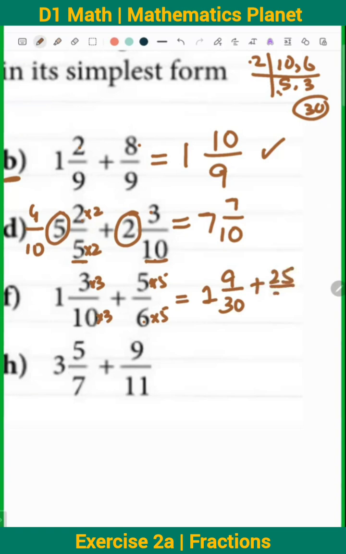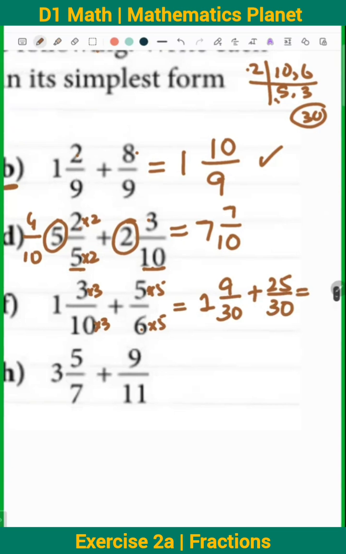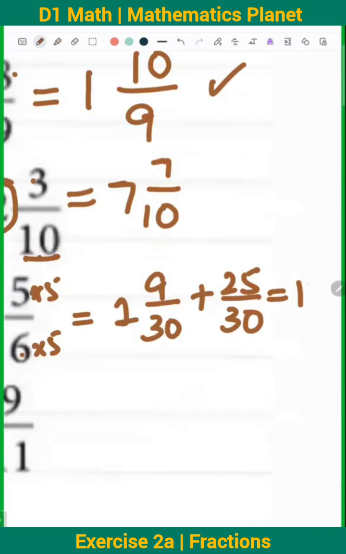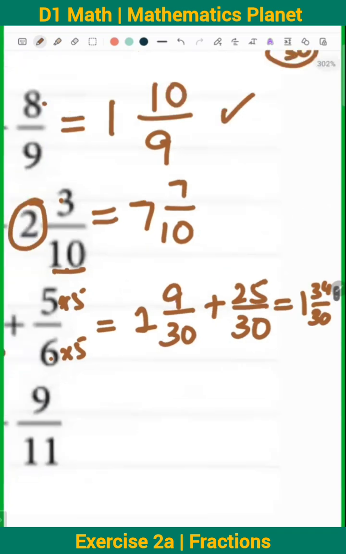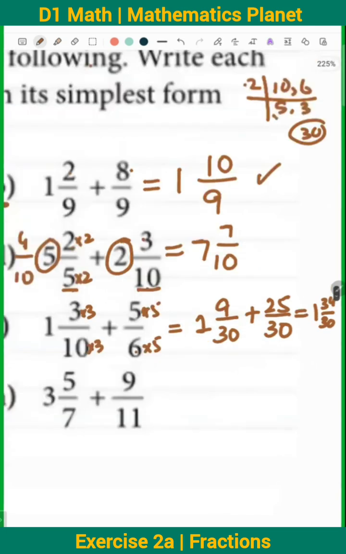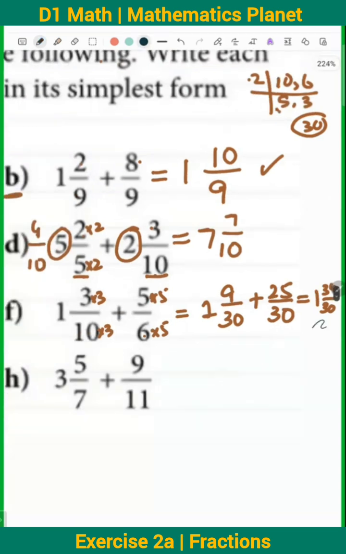All clear up till now? Yes. So now it is 1 whole. 9 plus 25 is? 34. 34 by 30. Yes. So you got the answer. But you can simplify it further because they said to simplify. So we can write 1 whole. Can you simplify 34 by 30? 2 times 1 is 2, 5 is 10. 2 times 1 is 2, 7 is 14. So you can write 17 by 50. This will be the final answer.